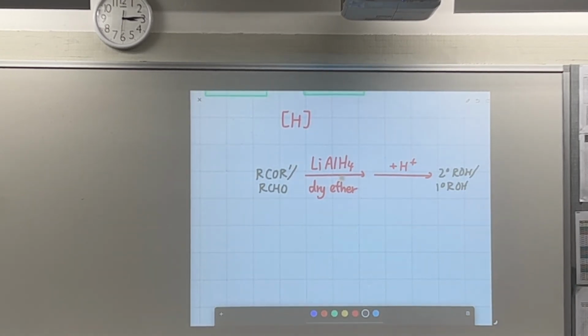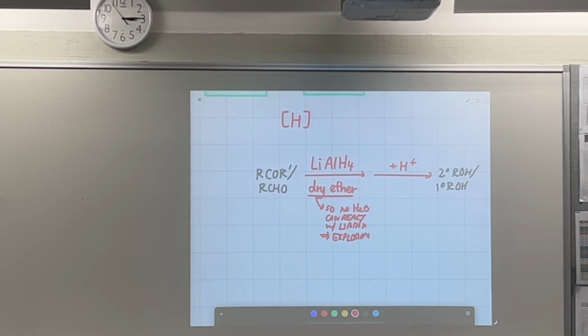But this is a very unusual reducing agent because when you use it with water, it will explode. This is why we emphasize dry ether. Dry ether is to ensure that there's no water to react with. So no H2O can react with LiAlH4, which would lead to an explosion.